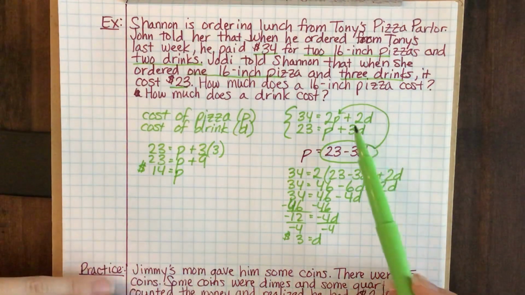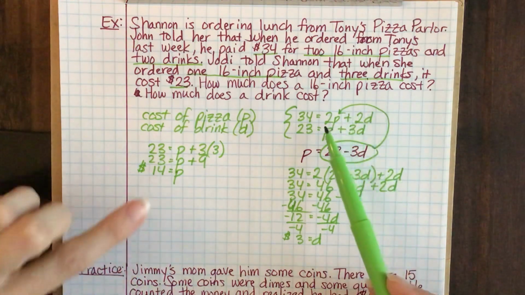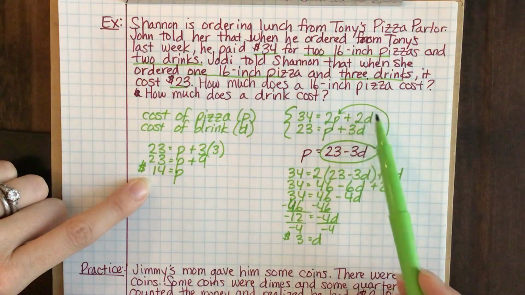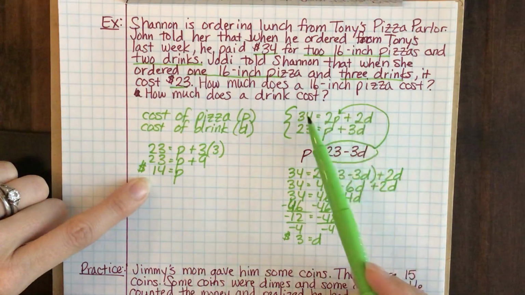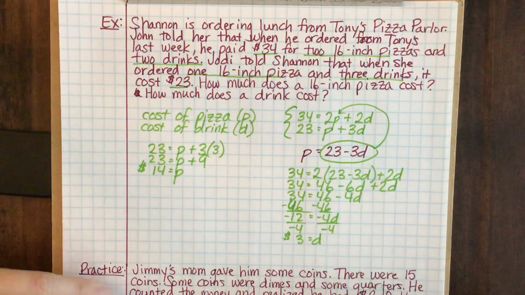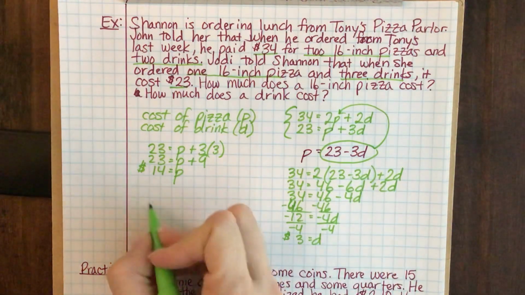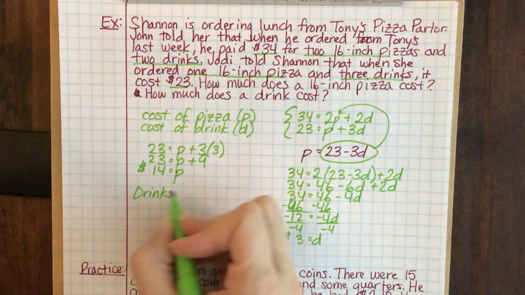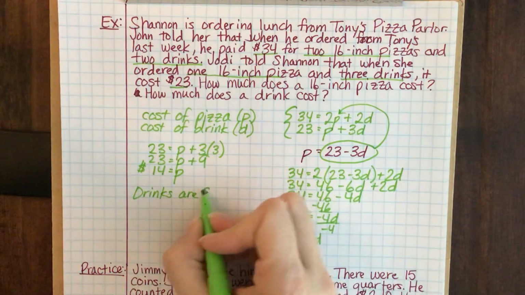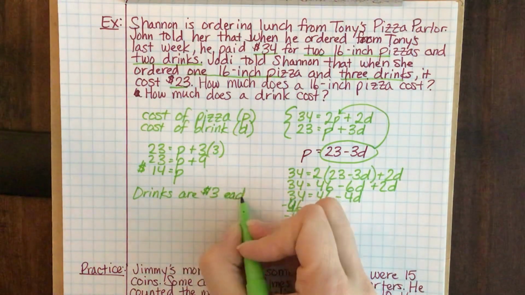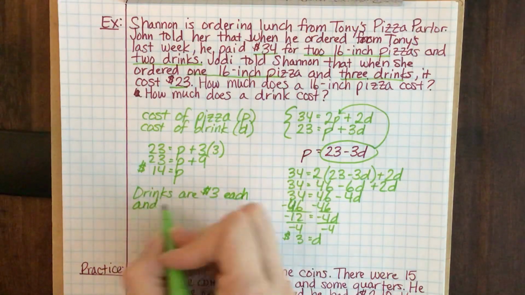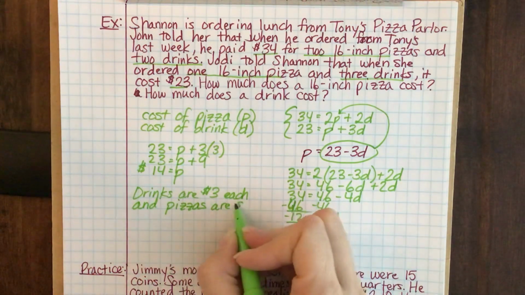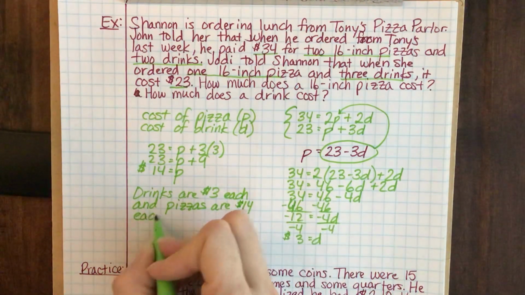So let's make sure that works with John's order. 2 pizzas, so that'll be $28, plus 2 drinks, which is $6. So 28 plus 6 is 34. So we know that we're correct. So we can say drinks are $3 each, and pizzas are $14 each. Okay.